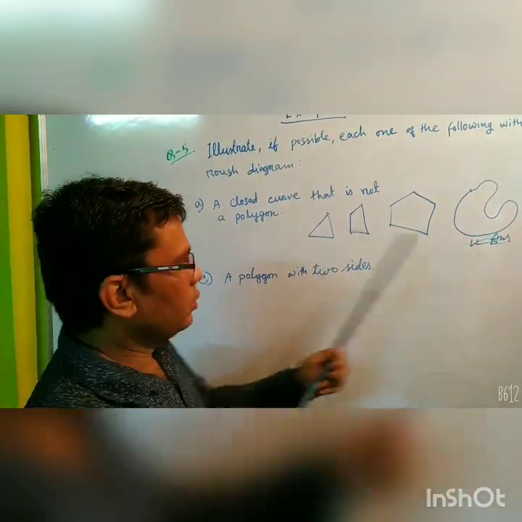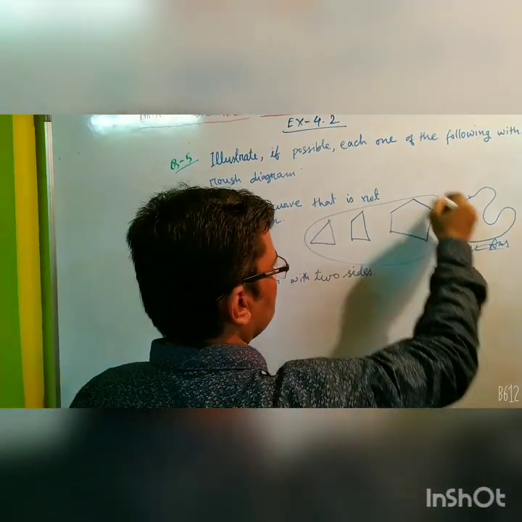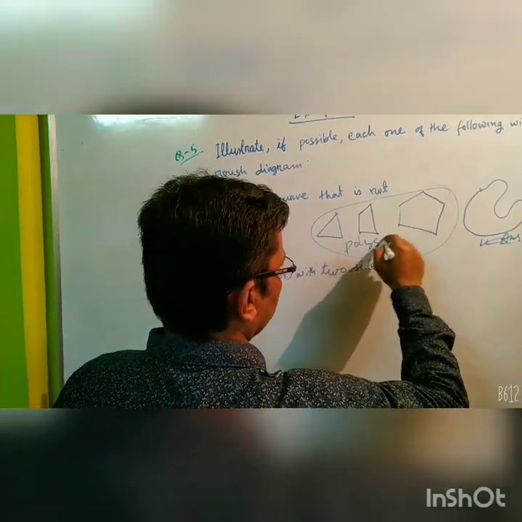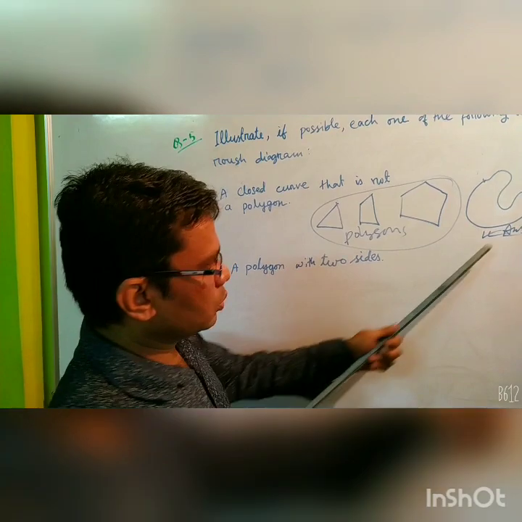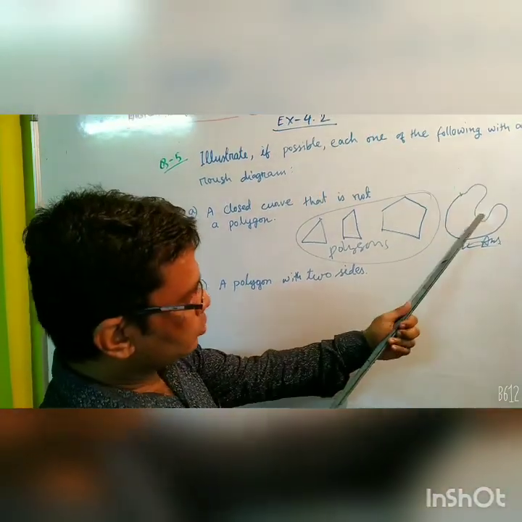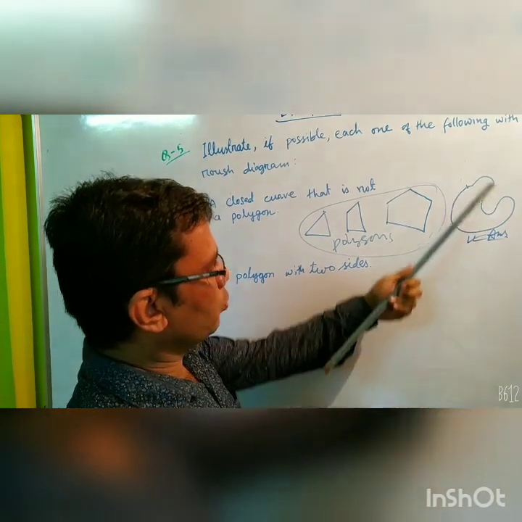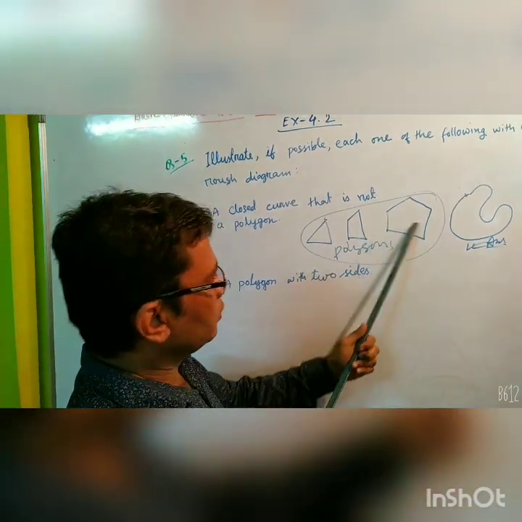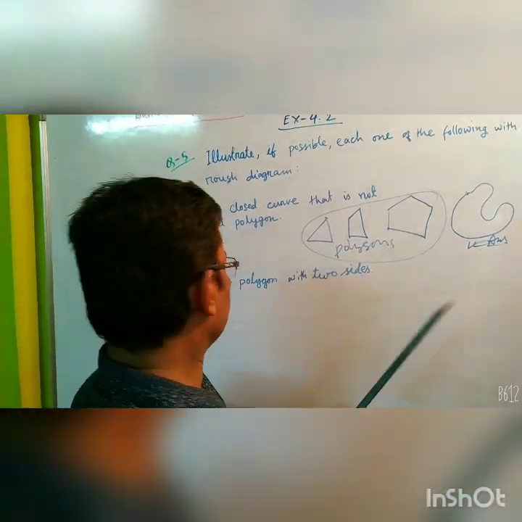All of these are polygons. But this one is not a polygon. They are all closed curves, but this is a closed curve that is not a polygon. All these are closed curves and polygons. So this is the example.